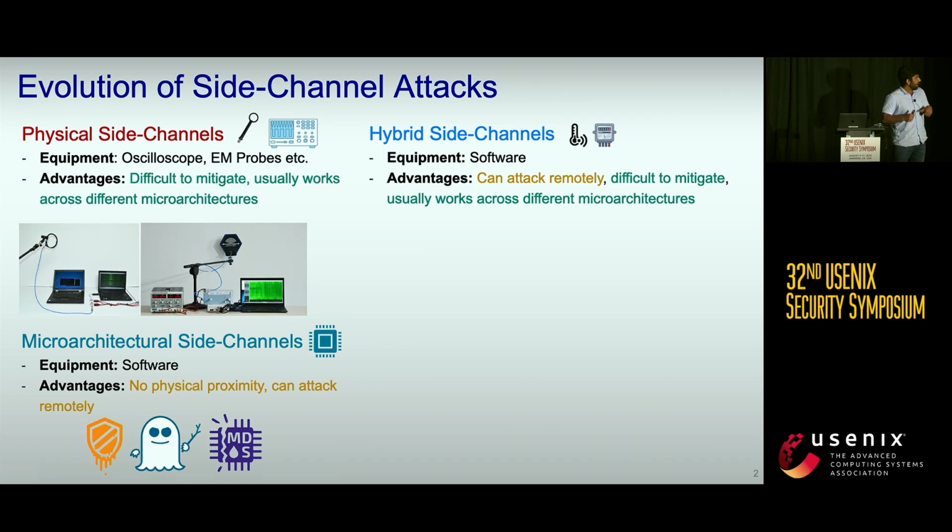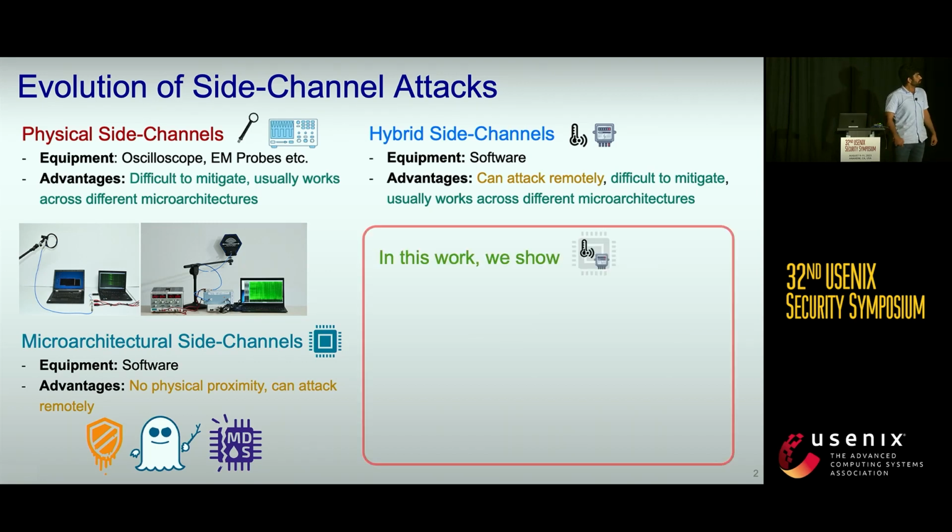So how do we go about this? For hybrid side channels, we measure physical properties via internal sensors. How do we measure that? Operating systems usually provide APIs to measure these physical properties. So the advantages of these kinds of attack are obvious. We can mount these attacks remotely. And just like physical side channels, these attacks are also difficult to mitigate because they rely on inherent physical properties, and they usually work across different microarchitectures and even across different device generations.